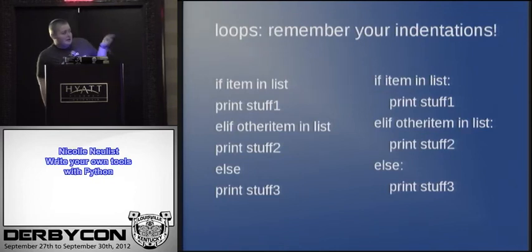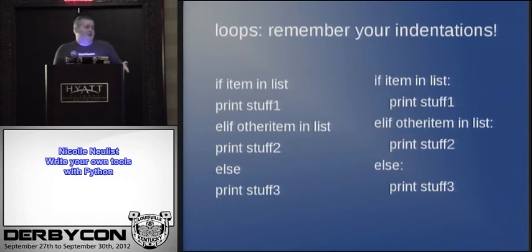One thing to notice there is that since it's if, elif, which is a shortening of else if, if item and other item are both in the list, it's only going to do item because it found it first. So you're going to have to do a little bit different logic if you want it to do item and other item, like you'll need 2 loops.